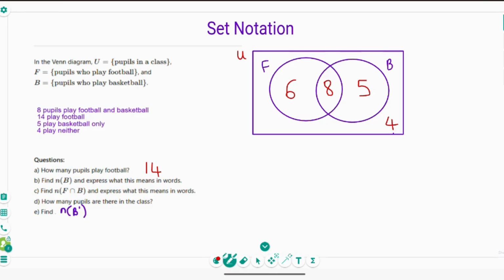Next question, find N bracket B bracket and express what this means in words. So B, how many people are in B here? 8 plus 5 is 13. What does that 13 represent? Pupils playing basketball.